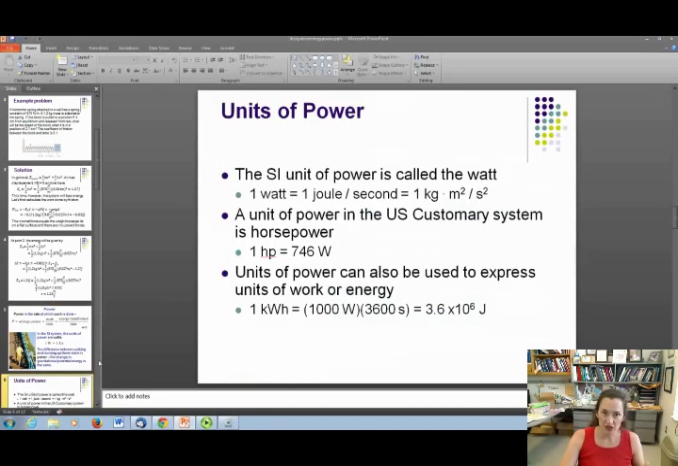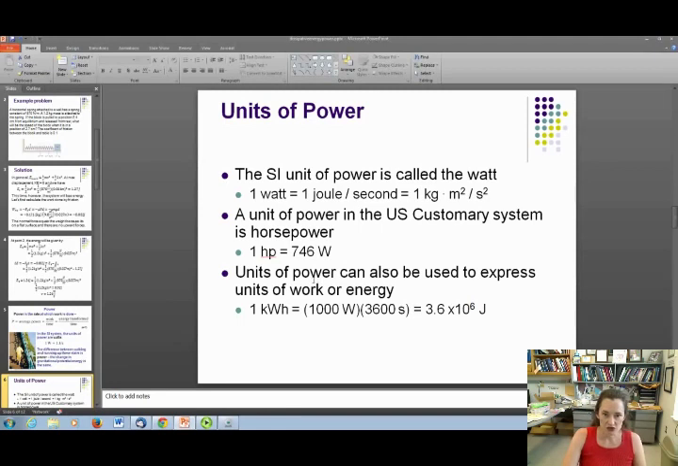There are other units of power other than the SI units, of course. One unit of power in the U.S. customary system is the horsepower. You might have heard of it in terms of how many horsepower your car can put out, for example. And 1 horsepower is equal to 746 watts.